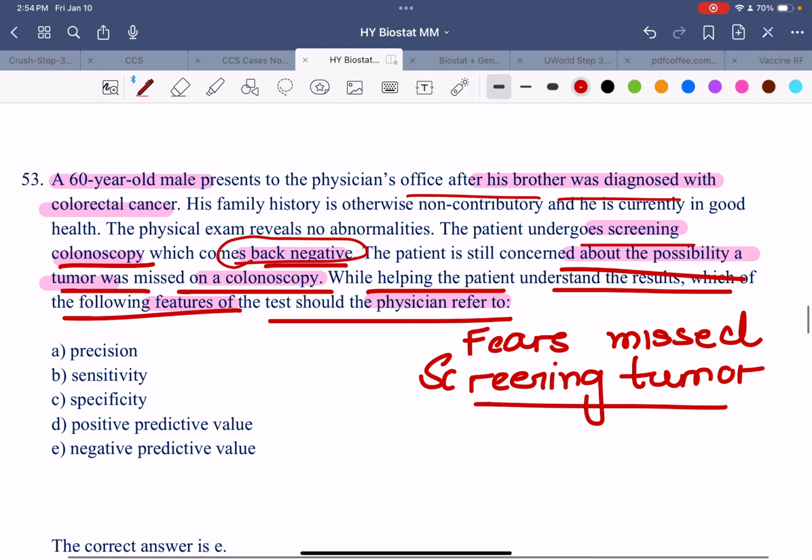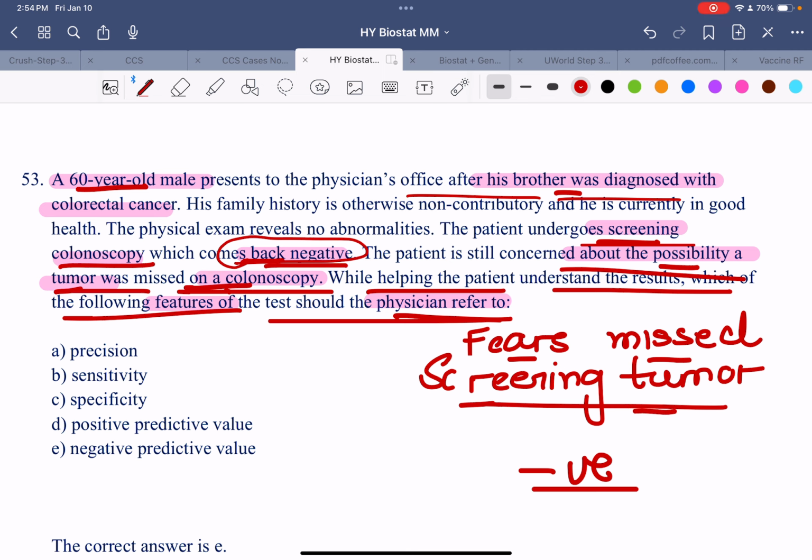Question number 53. There's a 60-year-old male and his brother was diagnosed with colorectal cancer, and the patient undergoes screening colonoscopy and that comes back negative, and he is concerned about the possibility of missing a tumor on a colonoscopy. And while helping the patient understand the results, which of the following tests should the physician most refer to? So we have to remember that the patient's test actually came back how? Negative, right? And he is fearing that some sort of tumor might have been missed.